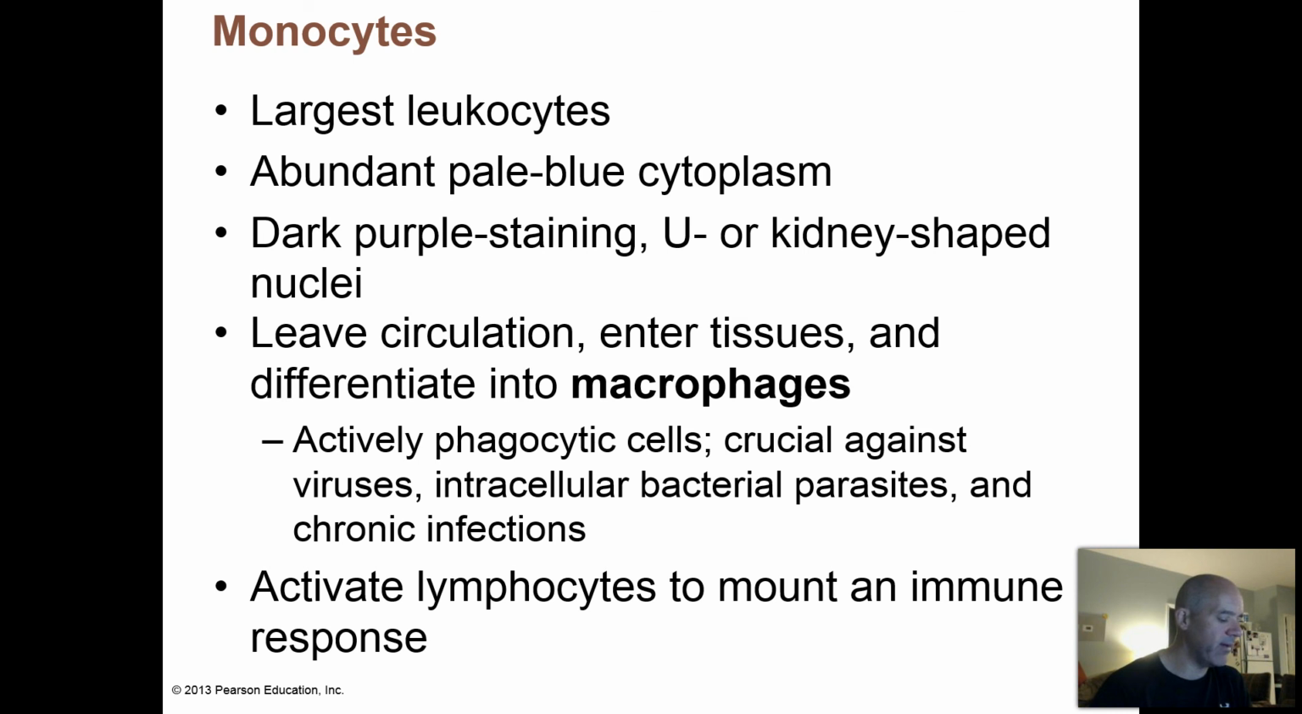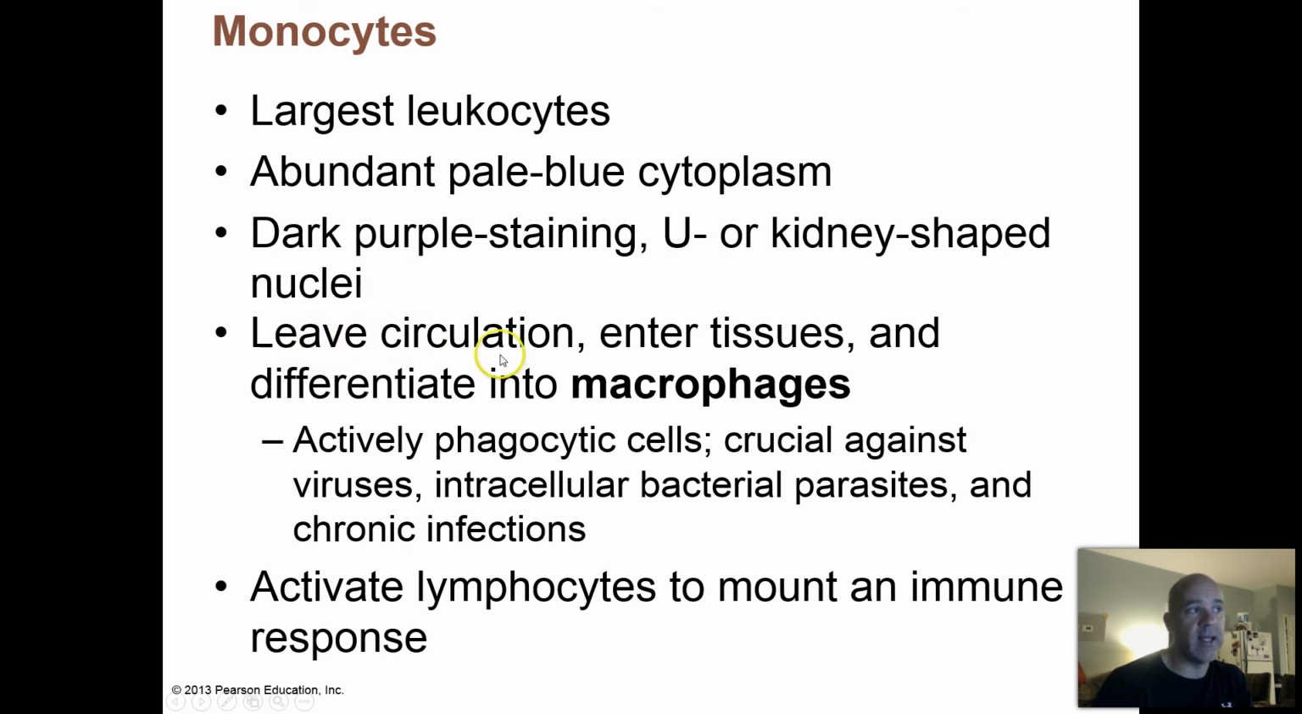All right, then your monocytes. Now when you're looking at these under the microscope, they're typically the largest of your leukocytes. The cytoplasm is usually pale blue. Now it depends on what type of stain they use, but with the typical, what they call a Wright stain, the cytoplasm comes out pale blue. The nucleus has a U shape, kidney shape, horseshoe shape to it.